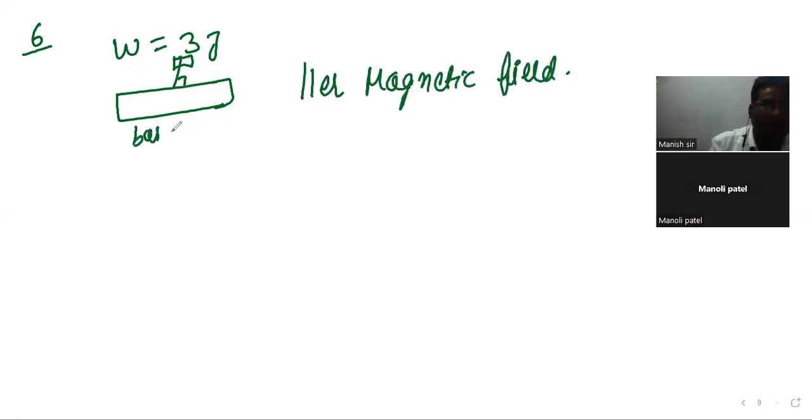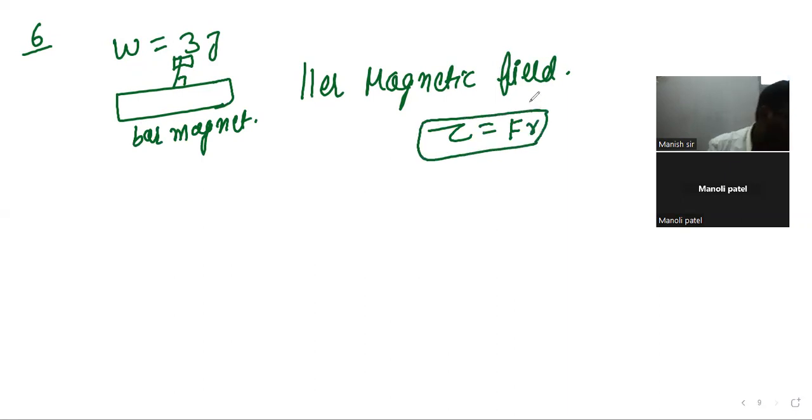This is your bar magnet. Torque needed to maintain the needle in this position. So we have to find the torque. Torque is nothing but F cross R, force into displacement. So let's see about it.